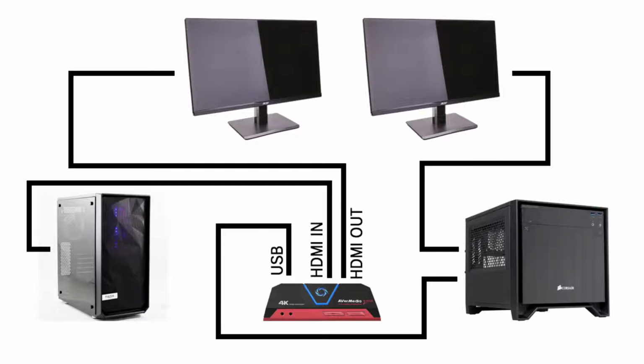I also have a USB cable going from the AverMedia capture card to a USB port on my streaming PC on the right. And from my streaming PC, I have an HDMI cable going from that graphics card into the monitor on my right, which I use to look at the display of my streaming PC. So I can see the display of my streaming PC on the second monitor on the right, and I could see the capture of my gaming PC on the monitor on the left with this setup.